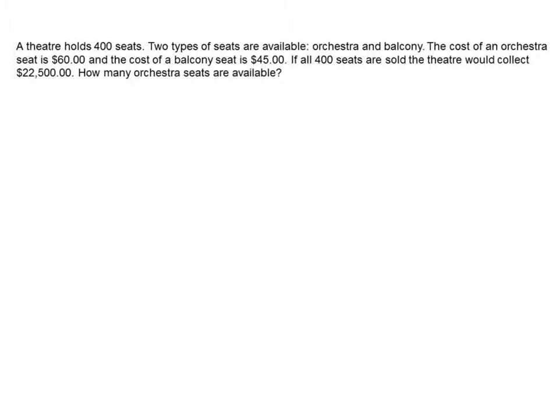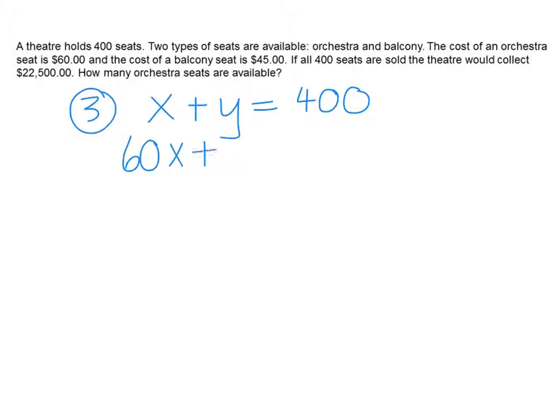Now in our third step, where we're going to translate the information, we know that based on our diagram, the number of orchestra plus the number of balcony is going to be equal to 400. We also know that the number of orchestra seats, which is $60 a piece, plus the balcony, which is $45 a piece, if we were to sell all those, the total would be $22,500. Now, when we look at those 2 equations, we know we want to eliminate the variable eventually, so we're going to have to do some manipulation there.